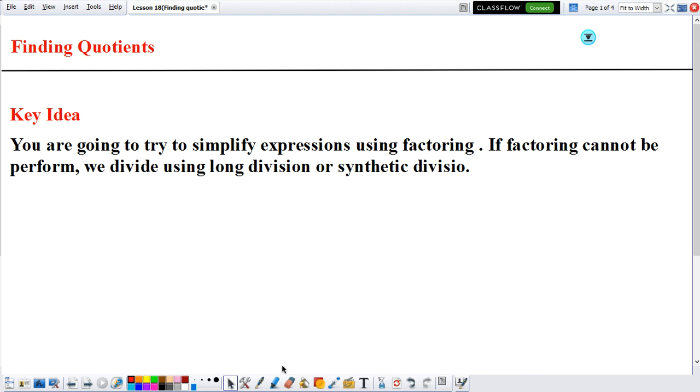Today we will see how to find quotients. Basically, quotient is just another word for division. So the quotient is the result of a division. If someone is asking you to find the quotient, start thinking about division because that's the result of it.